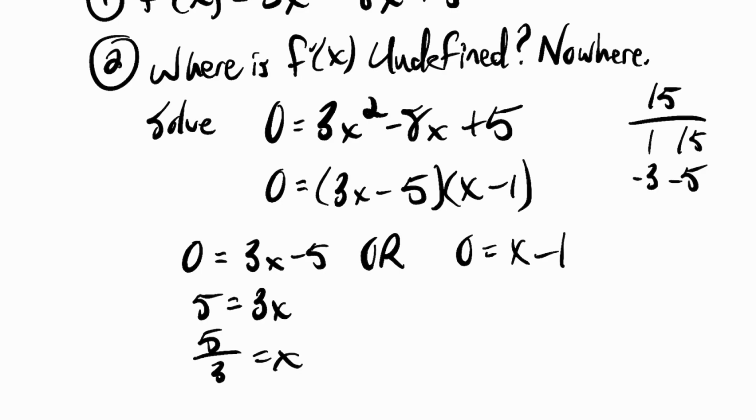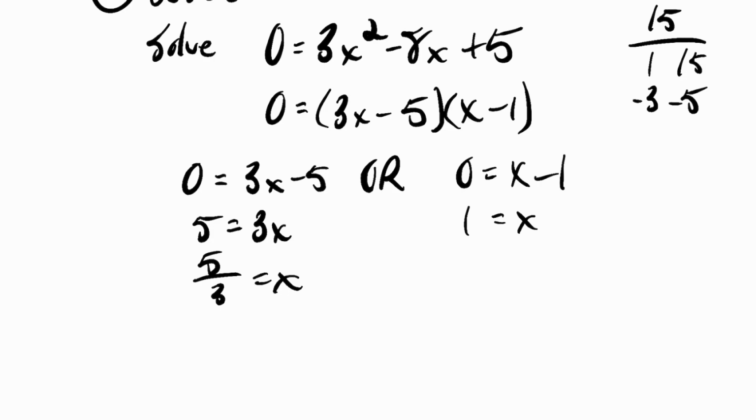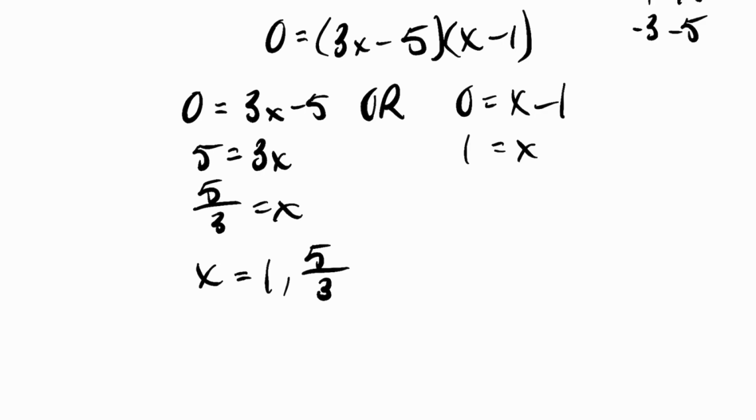And then on this other equation, I'll add 1 to both sides. So I'll get 1 equals x. So I find my critical numbers are x equals 1 and 5 thirds. And I'm not going to get a decimal number. I'll leave this as a fraction for now. So step 3 is I need to apply the extreme value theorem.